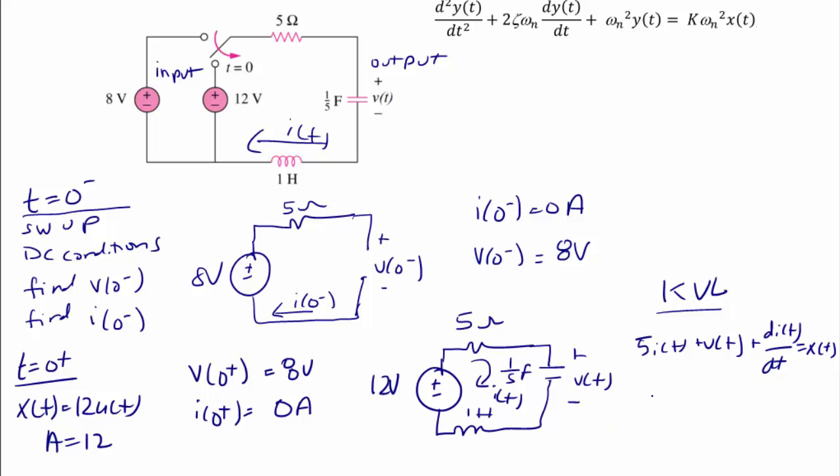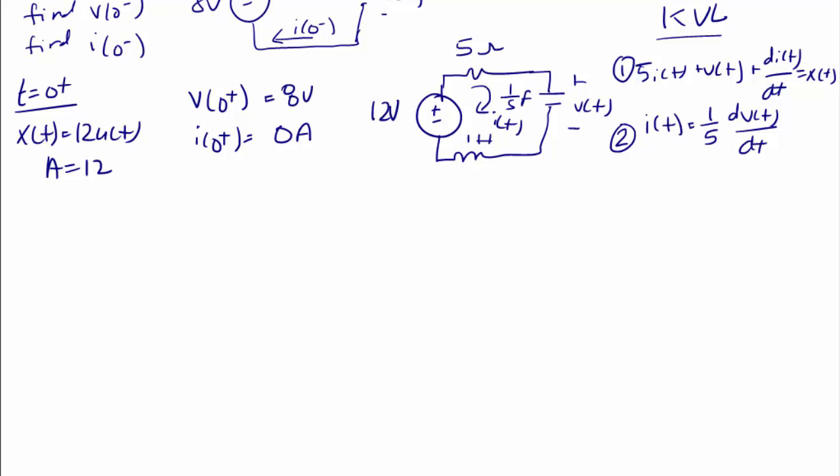And we know that the current through the capacitor is C dV of t dt, so that's 1/5 dV of t dt. So now I'm going to substitute equation 2 into equation 1. So that equation becomes the first derivative of the voltage, dV of t dt, plus V of t, plus 1/5 times the second derivative of the voltage is equal to x of t.